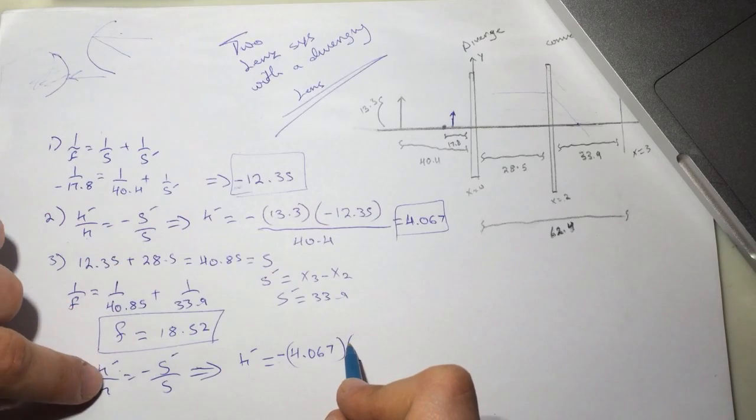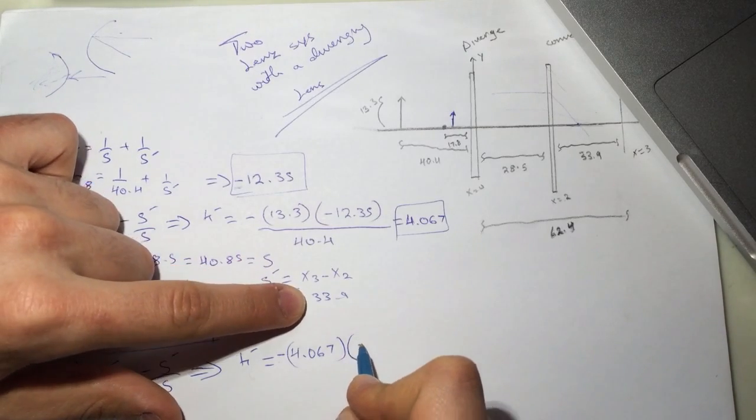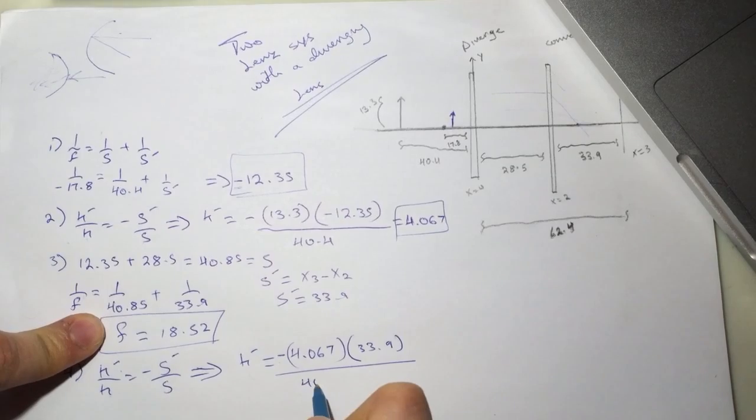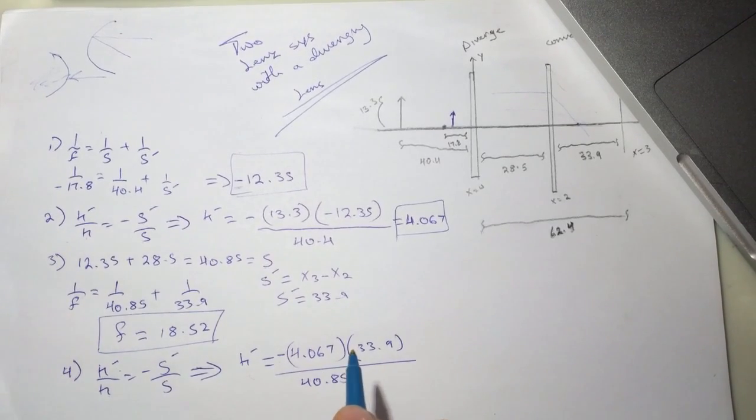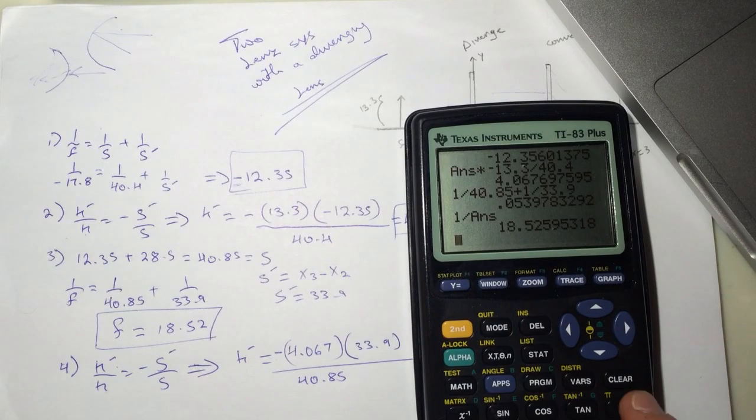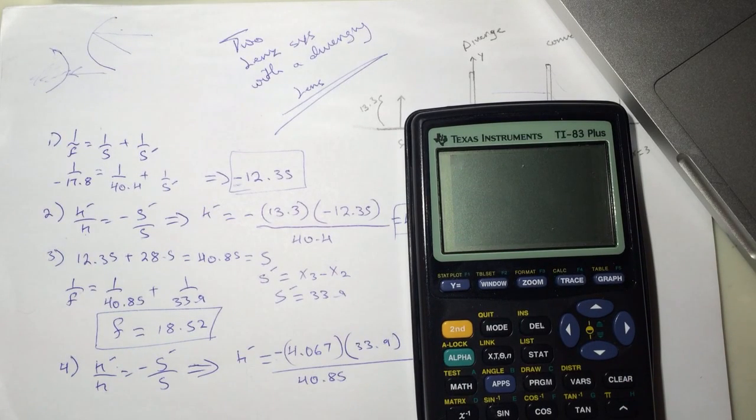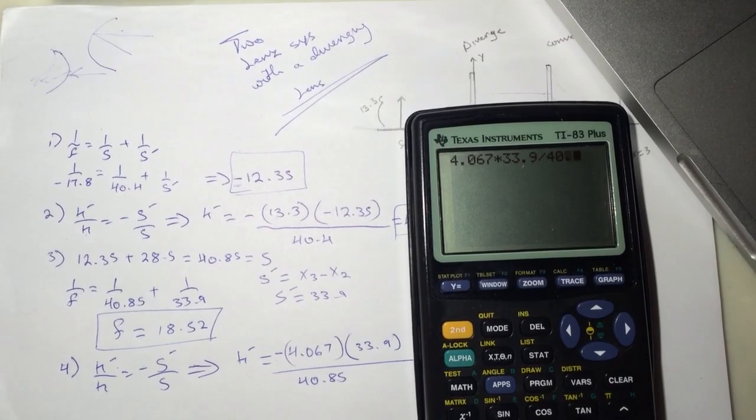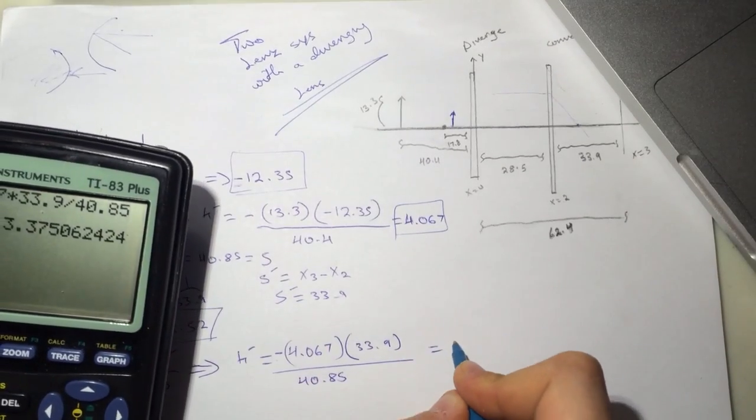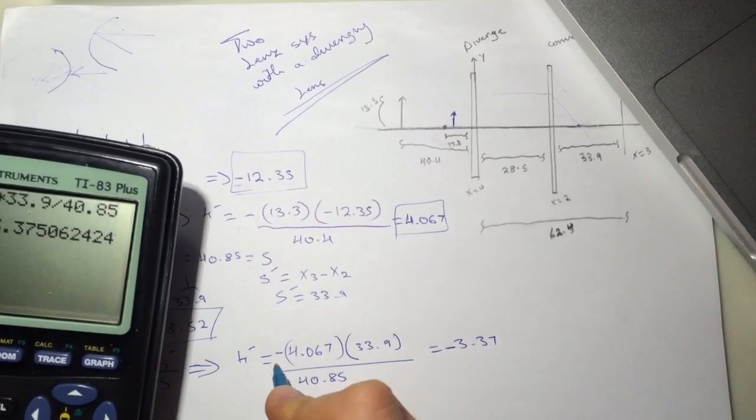And then the S prime, which is positive, was 33.9, and the other one is 40.85, right? Alright, let's plug that in. 4.067 times 33.9 divided by 40.85, so it's 3.37. Forget the negative.